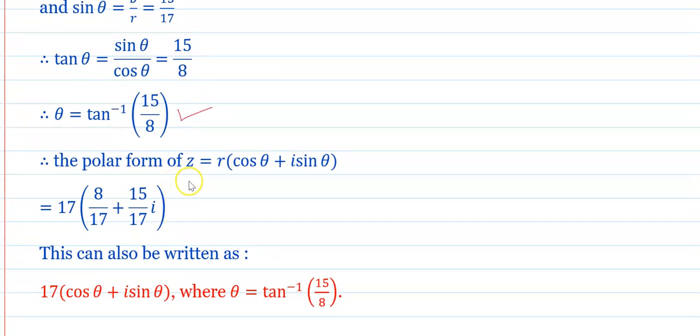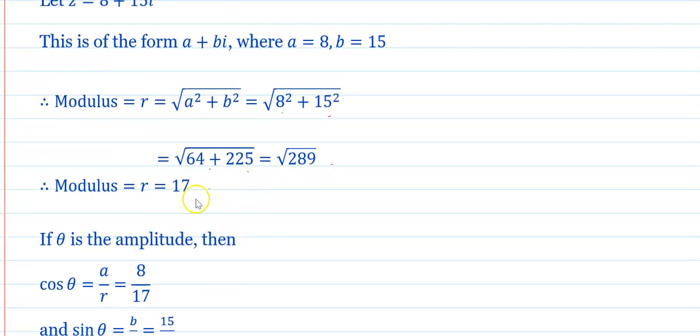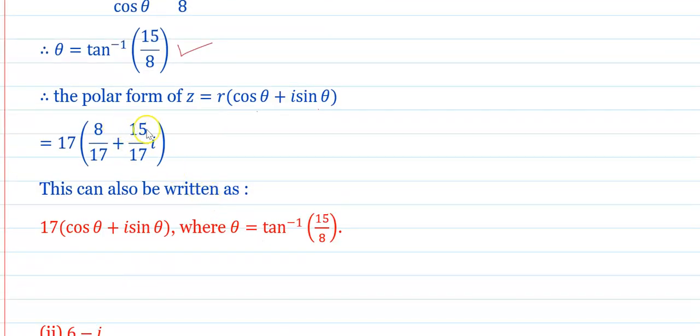The polar form of z is equal to r (cos theta plus i times sin theta). But what is the value of r? r is 17. Substitute the value of r. Cos theta is equal to 8 upon 17, and sin theta is 15 upon 17, and this can be written as 17 (cos theta plus i times sin theta), where theta is equal to tan inverse of 15 upon 8.